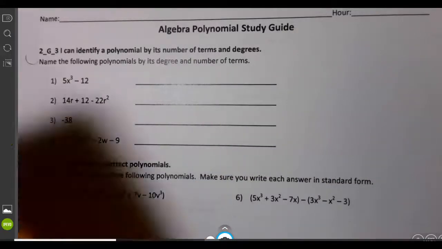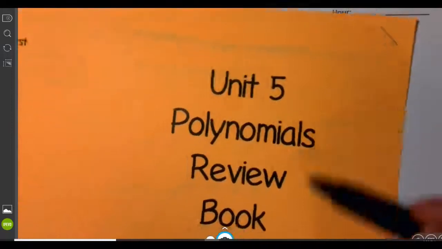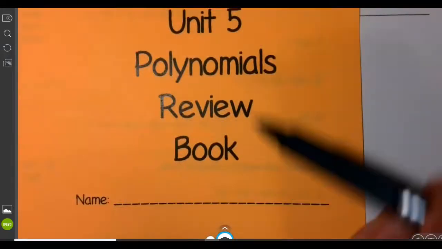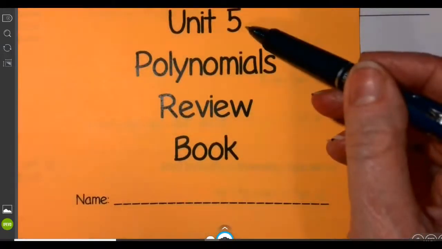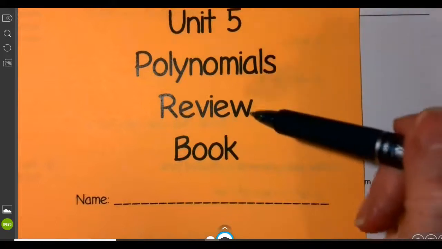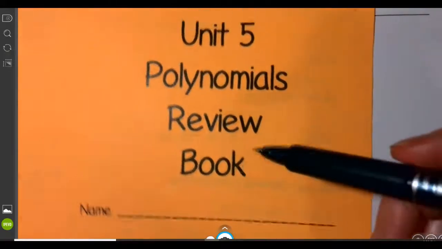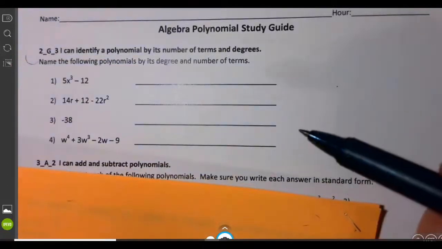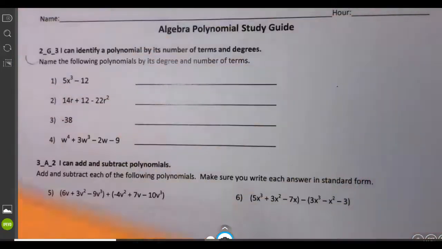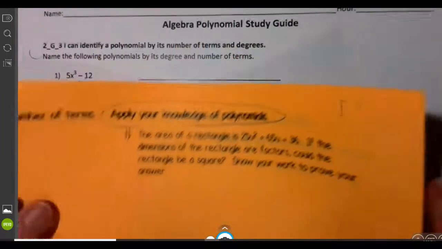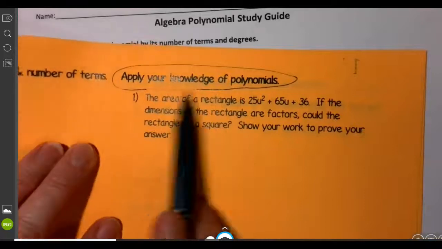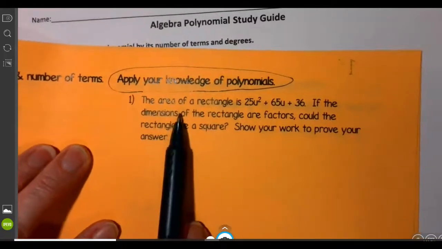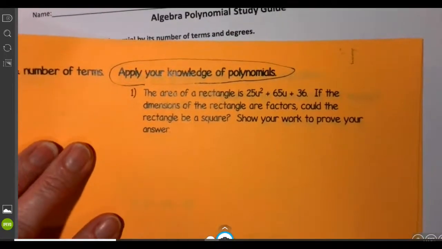The other thing that I would recommend that you look at is the Unit 5 Polynomial Review book. I know we're not in Unit 5, we're in Unit 7. But the reason I'm bringing this up is there's a question in here that's not on this review guide, but there will be one like it on the test, so I want you to be aware of it. So I want to point that out, and I'll even do it with you in just a second. This says, apply your knowledge of polynomials. So let's just go ahead and do this now, and then I'll tell you some other information.